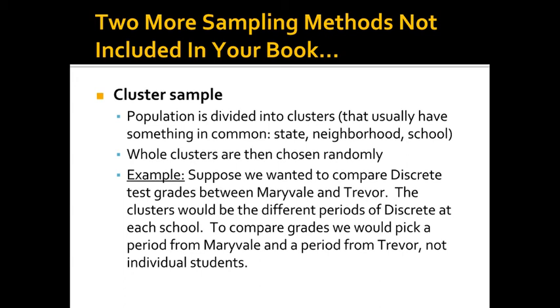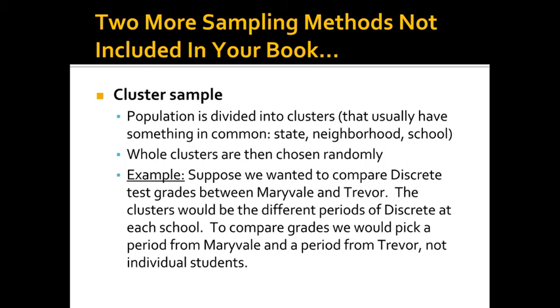So an example would be, suppose we wanted to compare discrete test grades between Maryville and Trevor. Those are 2 schools in Phoenix. The clusters would be the different periods of discrete at each school. To compare grades, we would pick a period from Maryville and a period from Trevor, not individual students. So that would be a cluster sample, as we have the 2 different schools that we're looking at, but we're looking at just all the discrete classes.